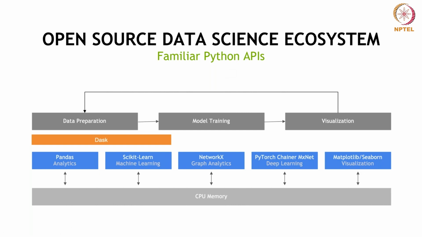which is familiar to all in the CPU or the sequential computing environment. For data preparation, you would generally use the most popular library out there, which is Pandas, used for analytics. Then for machine learning, you have sklearn or scikit-learn, which is the most popular machine learning framework. And if you want to take it across different nodes or distribute it, you have Dask. For graph analytics, you have the most popular library called NetworkX. And then for deep learning, we have seen, and for visualization, you will typically use matplotlib or seaborn.